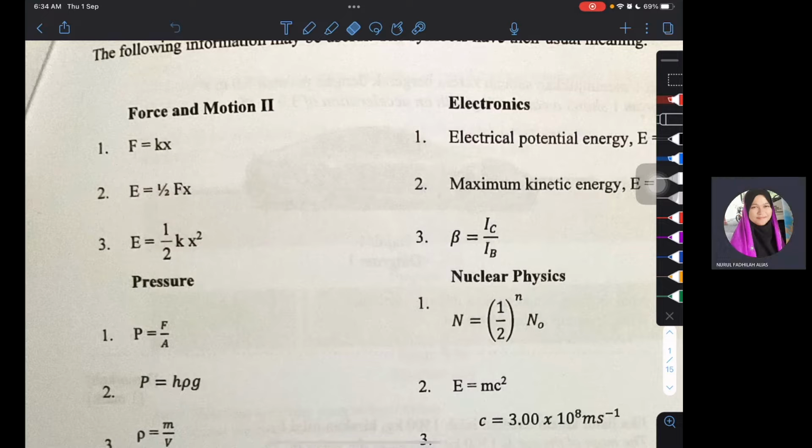Okay, this one is energy. The energy stored in an elastic material. You can either use this formula or this formula, depending on what is given to you.